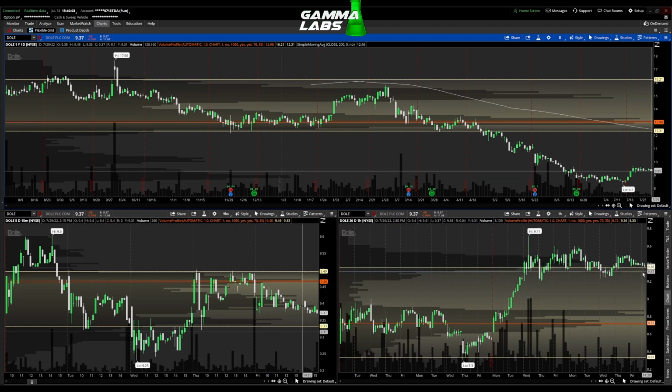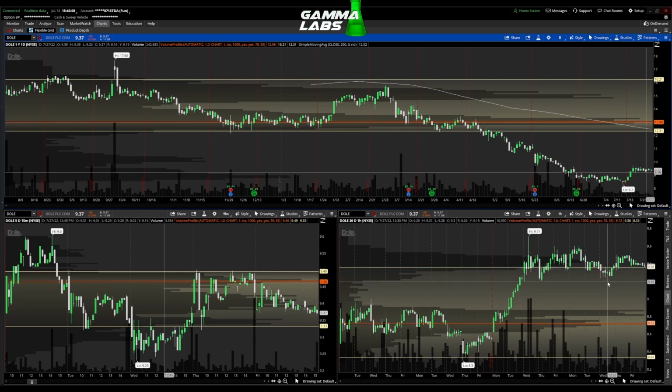For Dole, I'd like to see it stay above 937. If it loses 937, I'm targeting this 923 level, and then I'm looking at this large imbalance here. Okay, I'd be looking for price to come in and fill out this area, probably bounce on this area of supply, or I'd be looking at the 872 range.